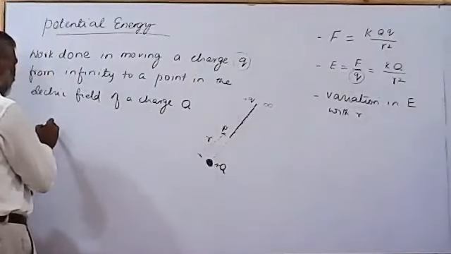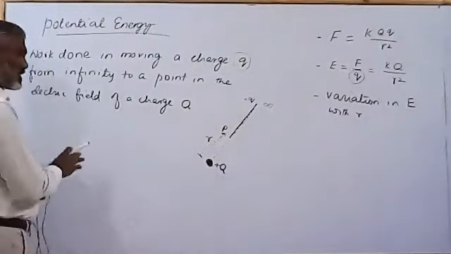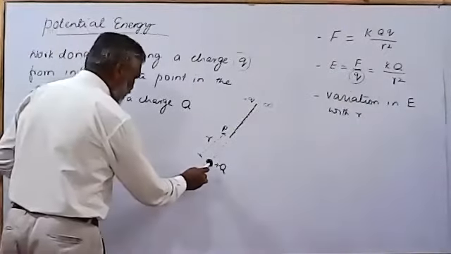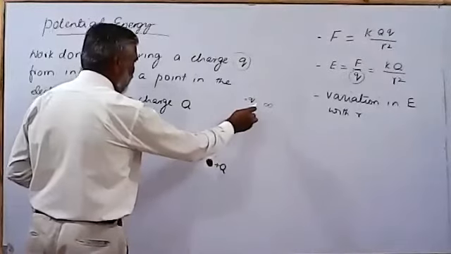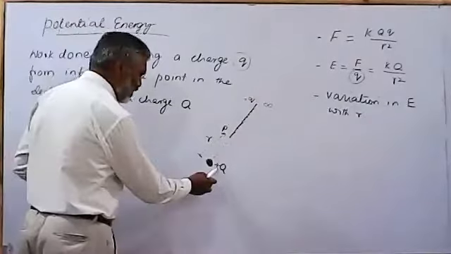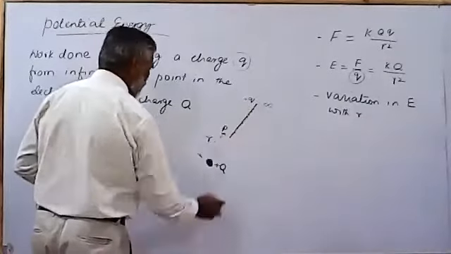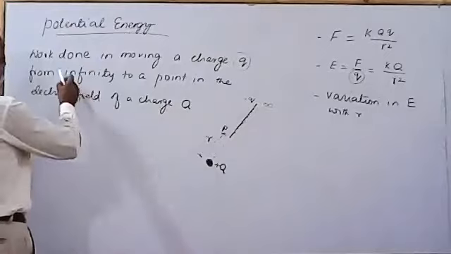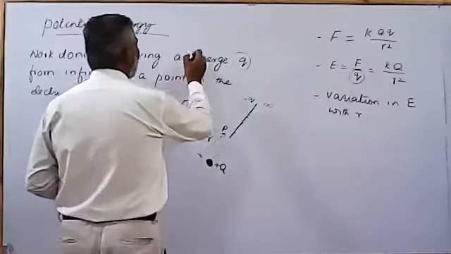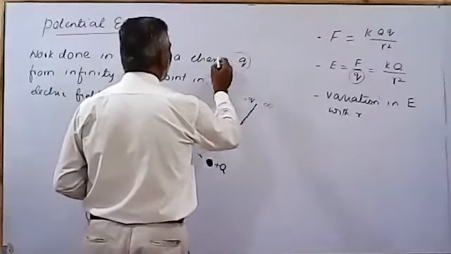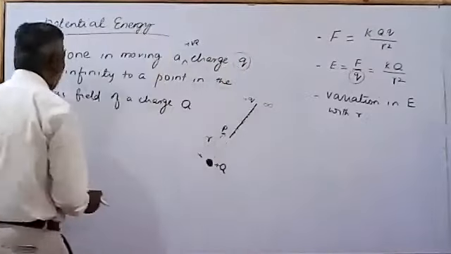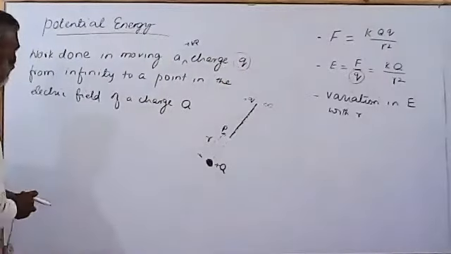So for positive Q, the potential energy is a positive quantity. So if this charge is positive, the test charge is always positive. This could be positive or negative, but this is always positive because this is part of the definition. Let me make a small change here. Work done in moving a positive charge q from infinity to a point in the electric field of a charge Q.